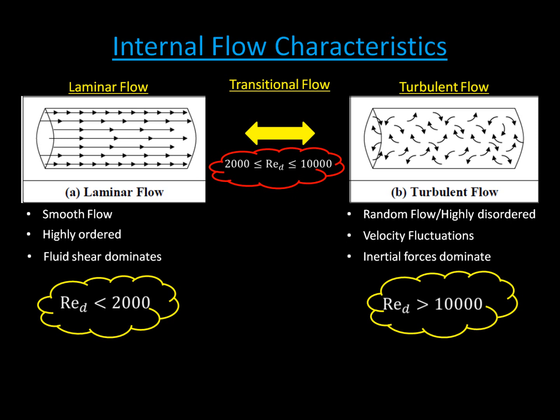So we say turbulent starts at about 10,000. So if you're trying to plan for turbulent, try to get your Reynolds number at least greater than 10,000 and avoid that transitional region completely.